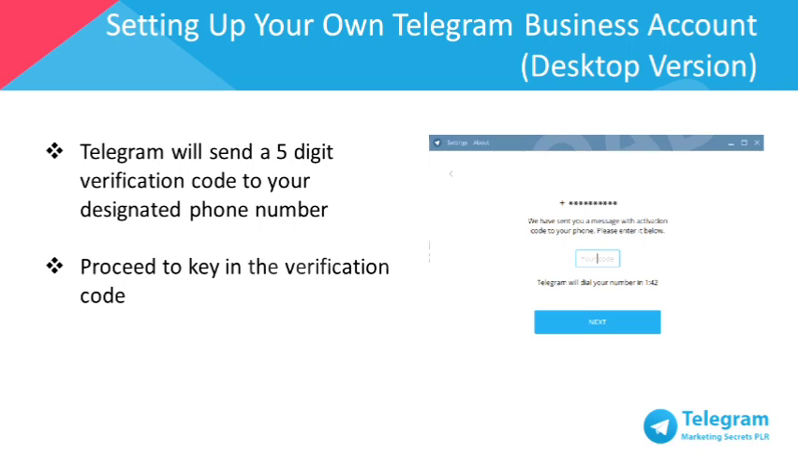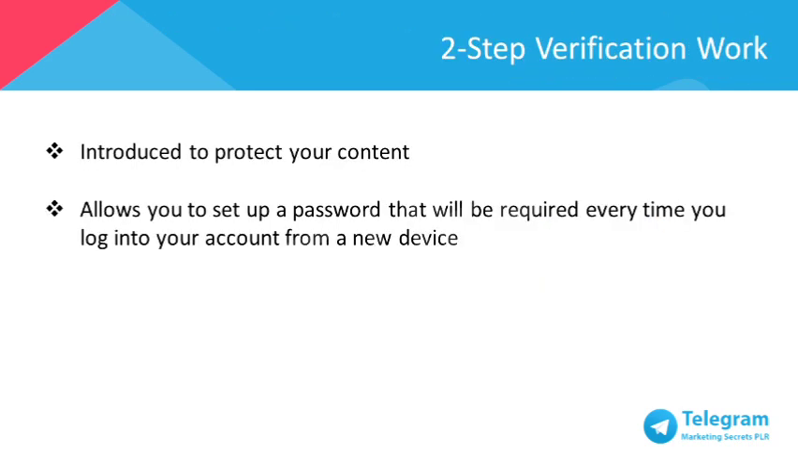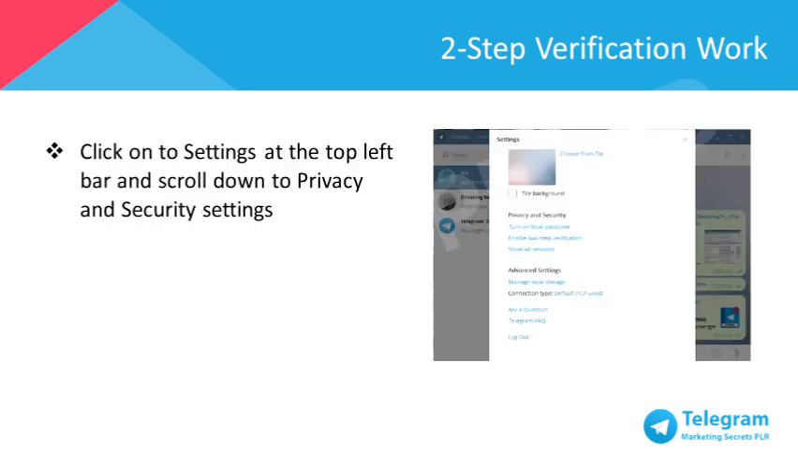Telegram will send a 5-digit verification code to your designated phone number. Once you've received your verification code via SMS or phone call, proceed to key in the verification code. Telegram's unique feature allows users to access the Telegram account across all mobile and computer platforms. Privacy and security measures are the topmost priority for Telegram to ensure your account privacy and contacts are secure.